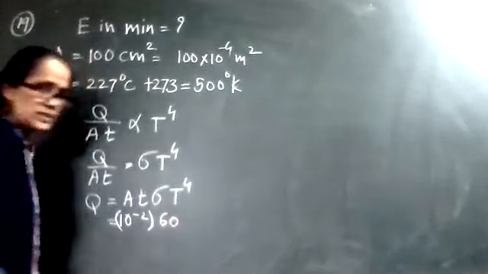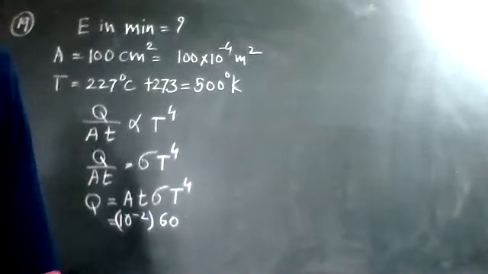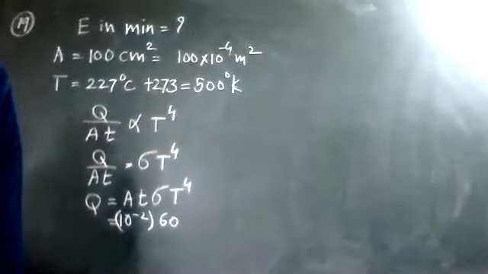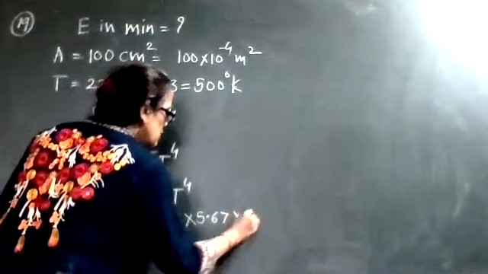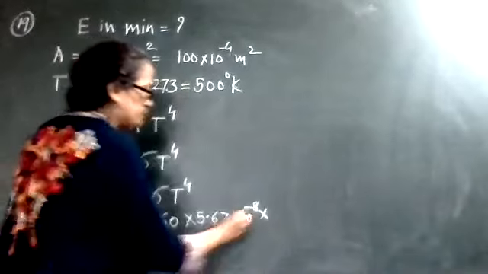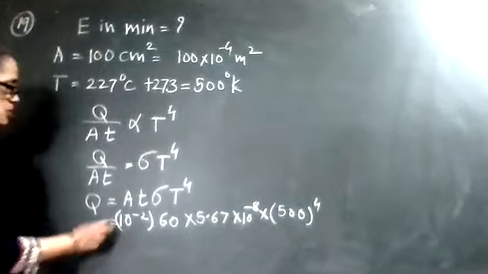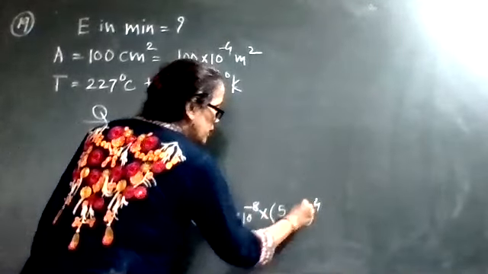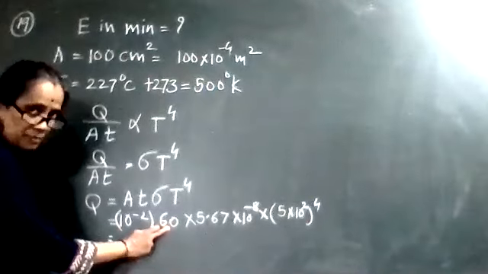Then sigma. Sigma is nothing but your constant value, your proportionality constant. Sigma value is 5.67 into 10 raised to minus 8. So multiplied by 5.67 into 10 raised to minus 8. Multiplied by T raised to 4, 500 raised to 4. So see here, now 500 raised to 4 means what I write here? 5 into 10 raised to 2, raised to 4. So I will do the multiplication here. 60 means 6 into 10 raised to 1.